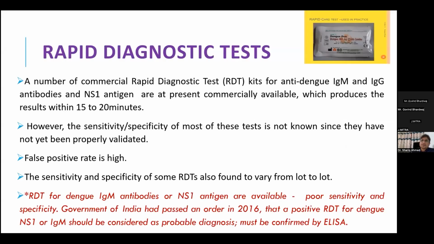Now, lastly, coming to rapid diagnosis. RDT kits are readily available nowadays. We can do that test at home or rapidly within 15-20 minutes. But there is a question mark on their sensitivity and specificity. Sometimes they give a very good result, but the false positive rate is also high. So if a rapid test comes positive, the Ministry of Health and Family Welfare has said that we will not take it as a confirmed dengue test, but we will give it the nomenclature of probable dengue because of the poor sensitivity and specificity, and it will be confirmed by the ELISA.